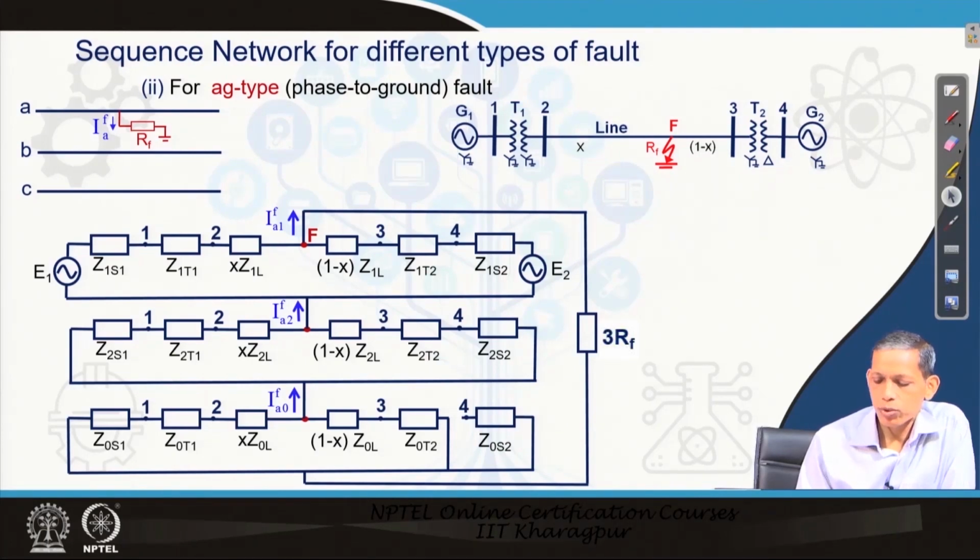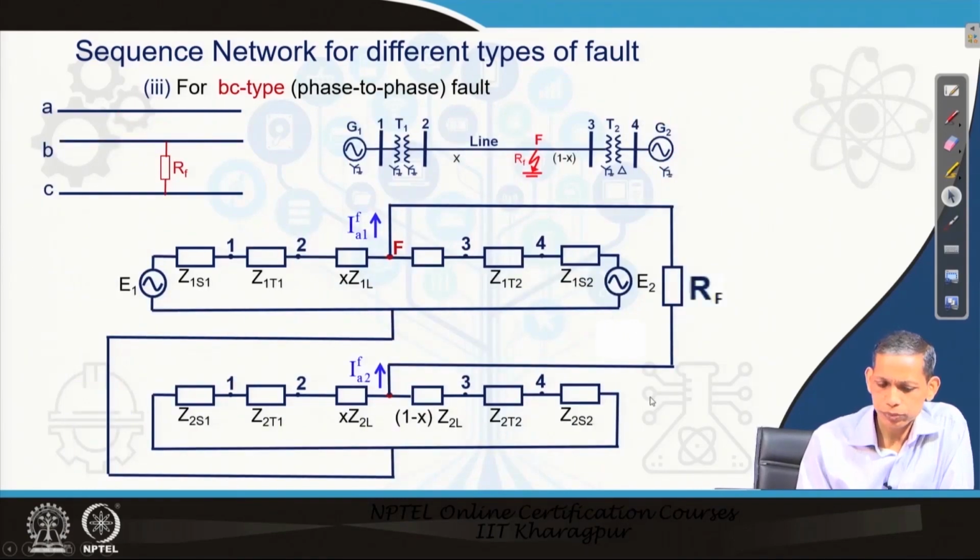So, the Rf here should be 3Rf, and with this diagram we can analyze this circuit. You can find out I1, I2 and I0 at F, and then you can find the different voltages and currents from the sequence diagram perspective. Once we have the sequence voltages and currents at different points, we can get back the corresponding phase quantities by the proper relation, as you have seen, by multiplying the T inverse matrix.